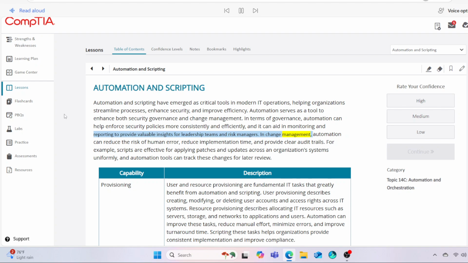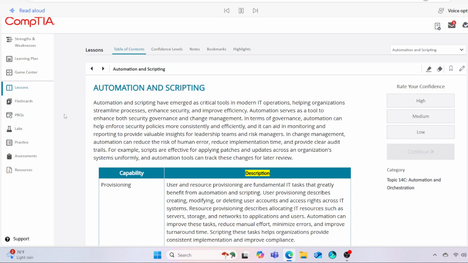In change management, automation can reduce the risk of human error, reduce implementation time, and provide clear audit trails. For example, scripts are effective for applying patches and updates across an organization's systems uniformly, and automation tools can track these changes for later review.